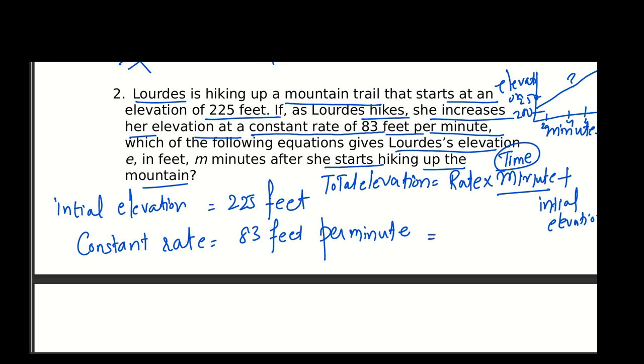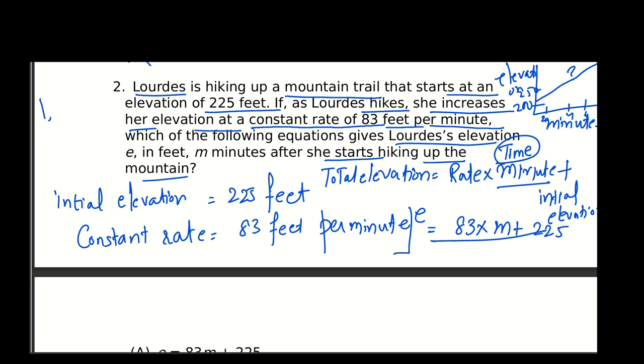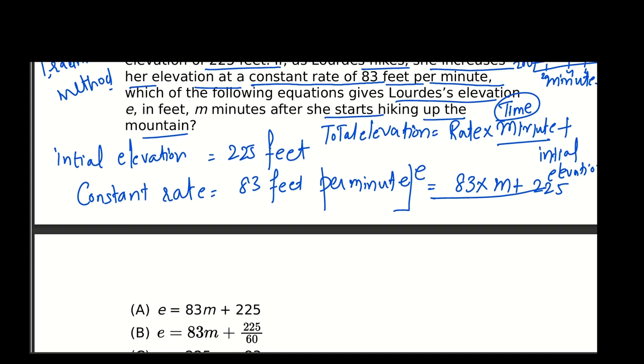So what is the constant rate here? That is 83. Time is measured in minutes. Initial elevation is equal to 225. So elevation would be 83m plus 225. So here we have used a traditional method to solve questions. So that is A.